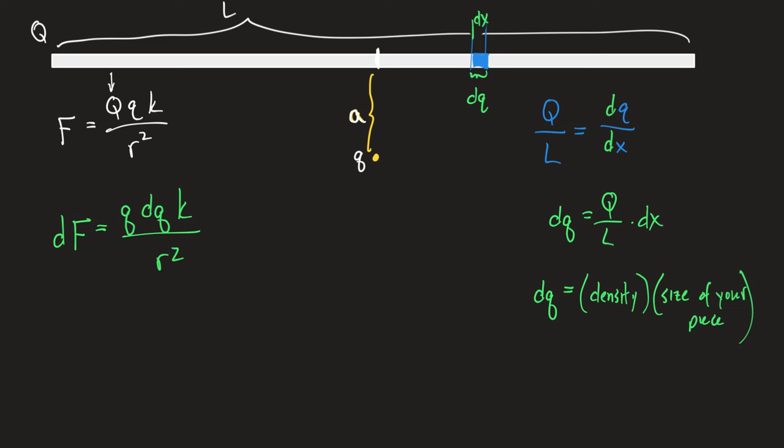If our object was two-dimensional, our piece could be a small piece of area. If our object was three-dimensional, our piece could be a small piece of volume. So this is a generic way of saying that. All right, I want to go on to the next phase of this.